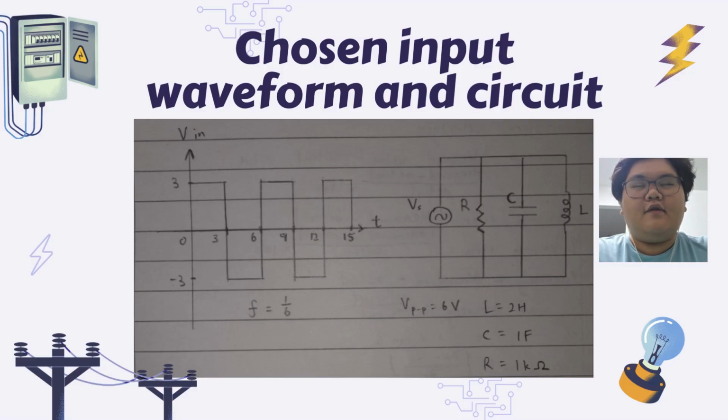Hi, I'm Ethan, and this is our chosen input waveform in the circuit. The amplitude for our input voltage is 3, the VPP is 6, the VP is 3, and the frequency is 1 over 6. For our circuit, we have the voltage input, and the resistor, capacitor, and inductor all in parallel. The inductance is 2 Henry, the capacitor is 1 farad, and the resistor is 1 kilo ohm.